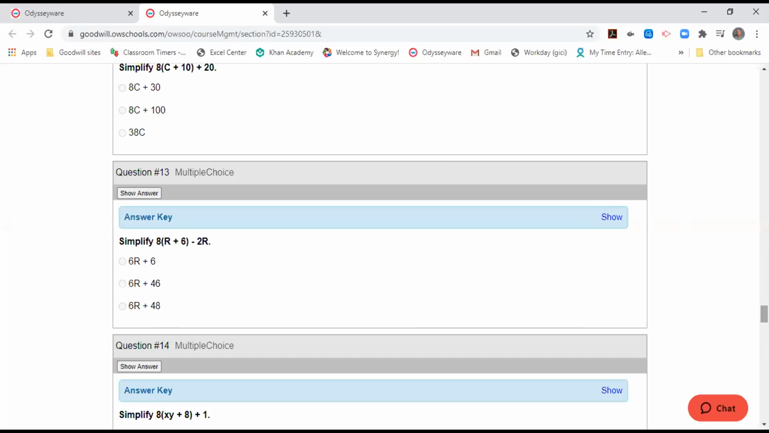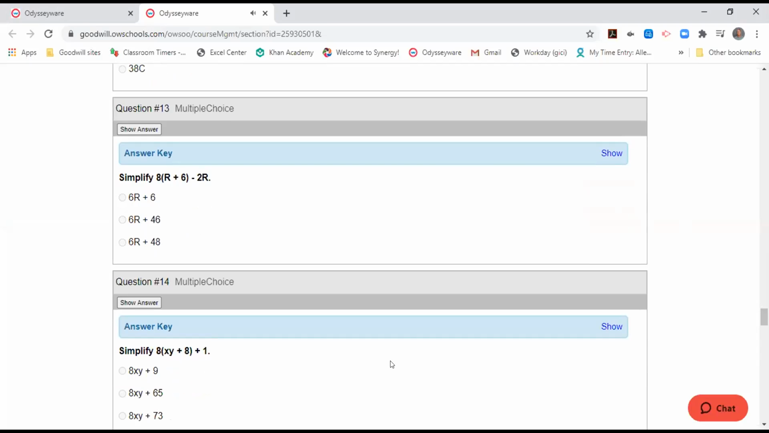The other thing that you'll see once you get into -1x minus 4y plus 12.